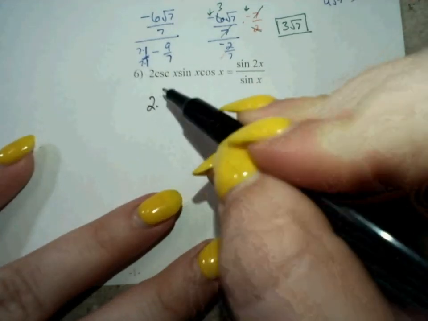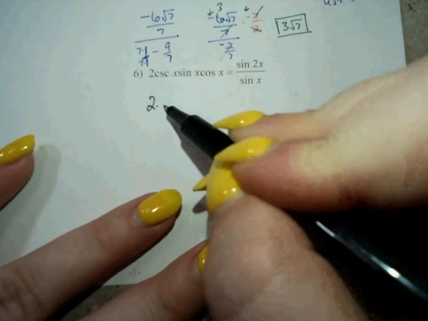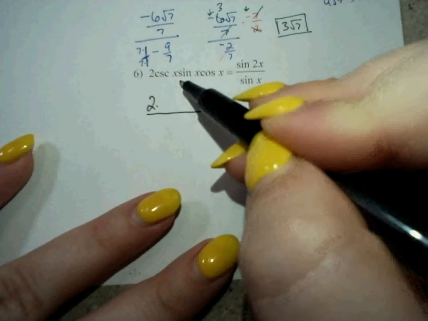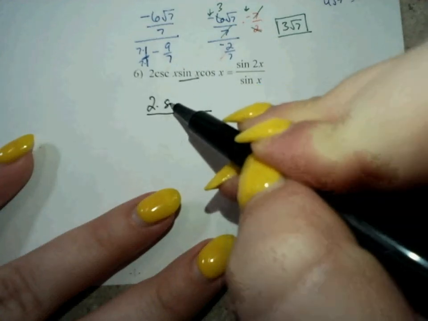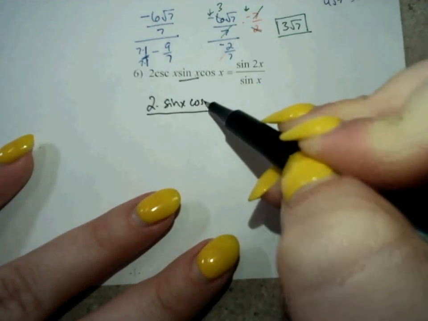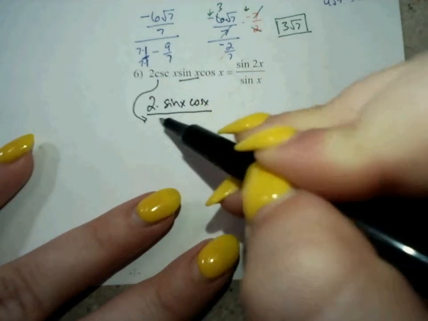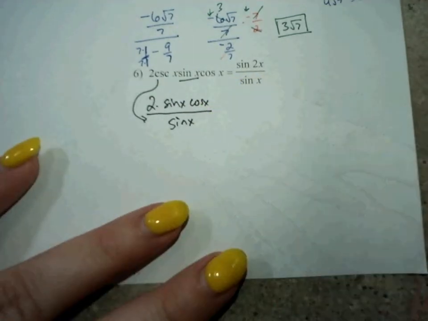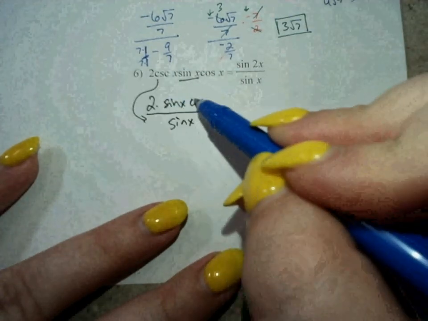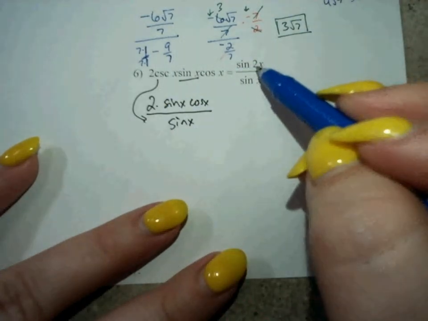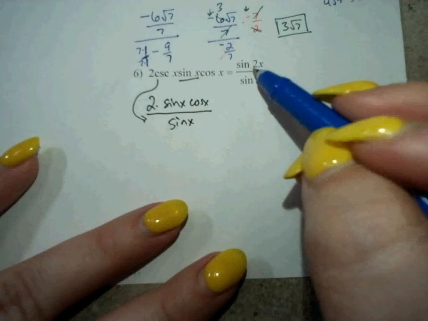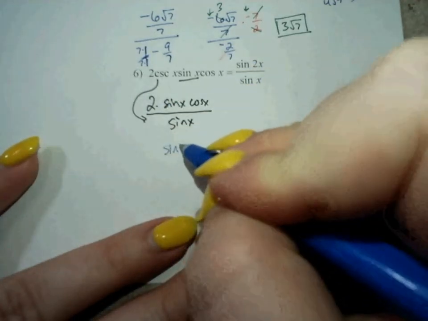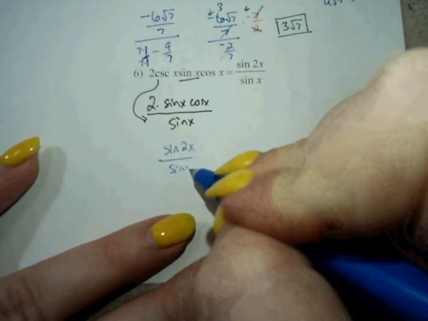So when I think about this side, I'm going to write 2 times cosecant is 1 over sine. So I'm just going to write this as this is sine in the numerator, this is cosine, and then cosecant is a sine in the denominator, right? Well, in fact, we're there, because if your goal is sine of 2x, then you need to keep in mind what sine of 2x is. Sine of 2x is 2 sine cosine. So, in fact, I'm done.